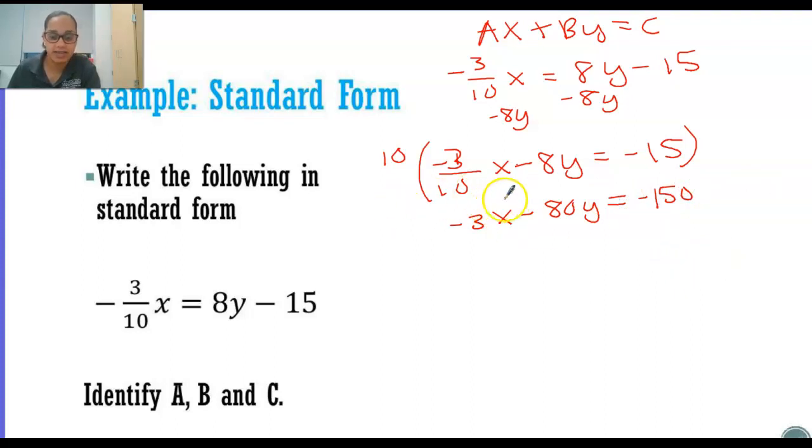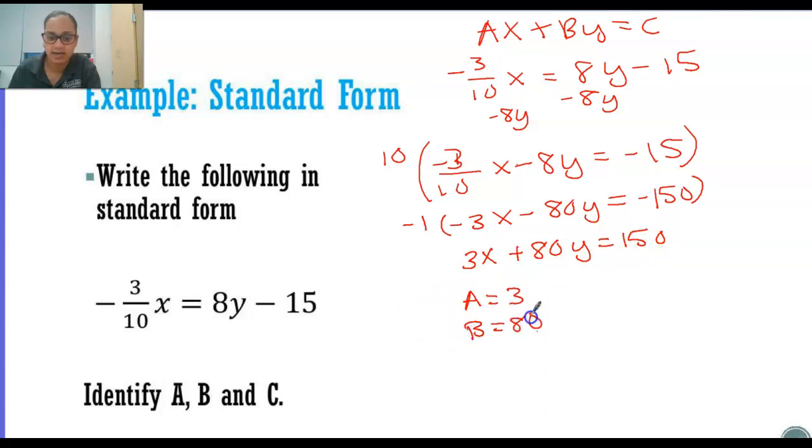Finally, don't forget that a has to be positive, so I'm going to multiply everything in here by negative 1. What you do to one side, you have to do to the other side as well. So 3x plus 80y equals positive 150. So now I am in standard form. My a is positive and I have all integers here. So let's see, a is 3, b is 80, and c is 150.